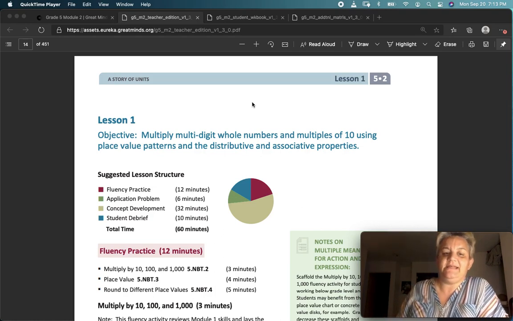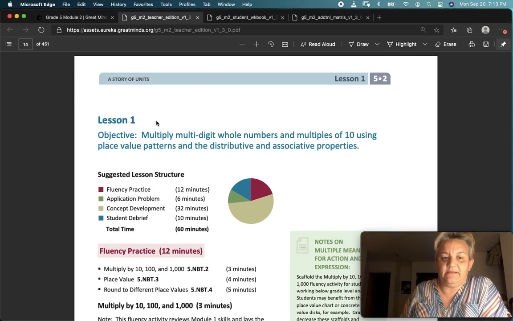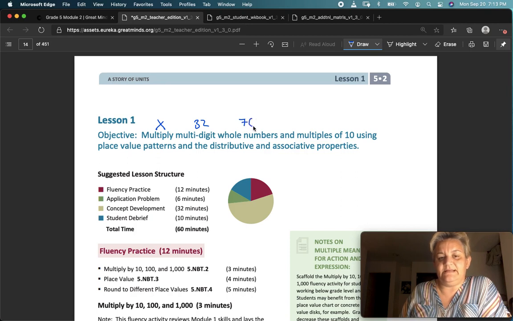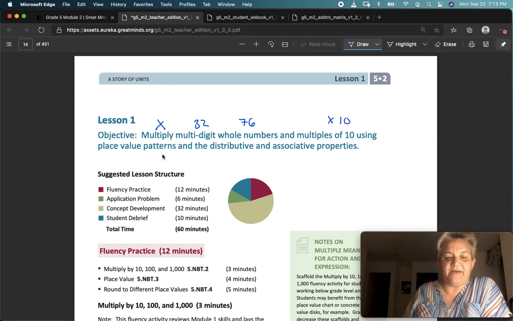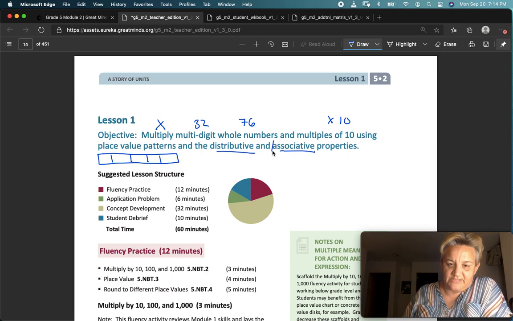Our objective today is to multiply multi-digit whole numbers. That could be something like 32 or 76, or multi-digit whole numbers and multiples of 10, using place value patterns, we've been using that place value chart, and the distributive property and the associative property. So let's talk about that a little bit. Associative property, I'm going to talk about that one first.